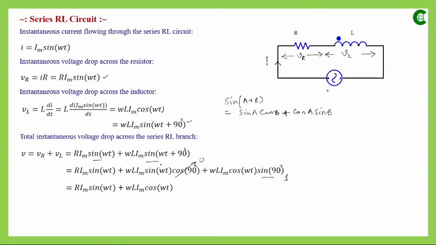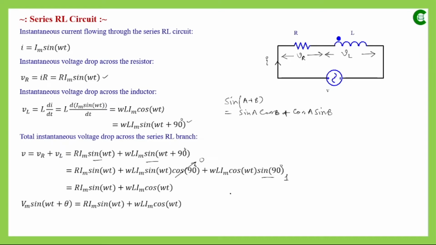So simply this term will vanish and this term will be omega L Im cos omega t. So finally the total value, or total instantaneous voltage drop across that series RL branch or path, will be R Im sin omega t plus omega L Im cos omega t. Now this is the value of the voltage.